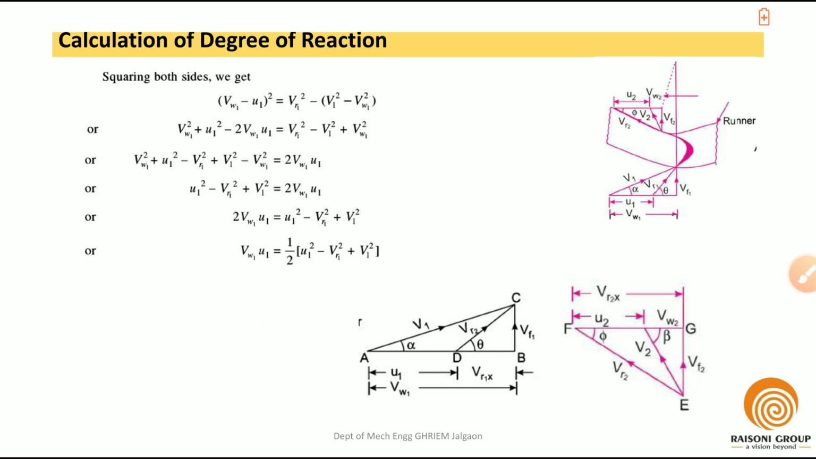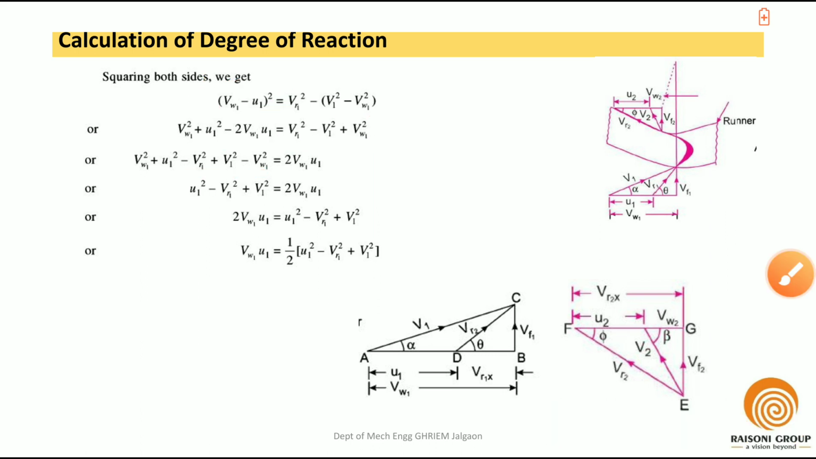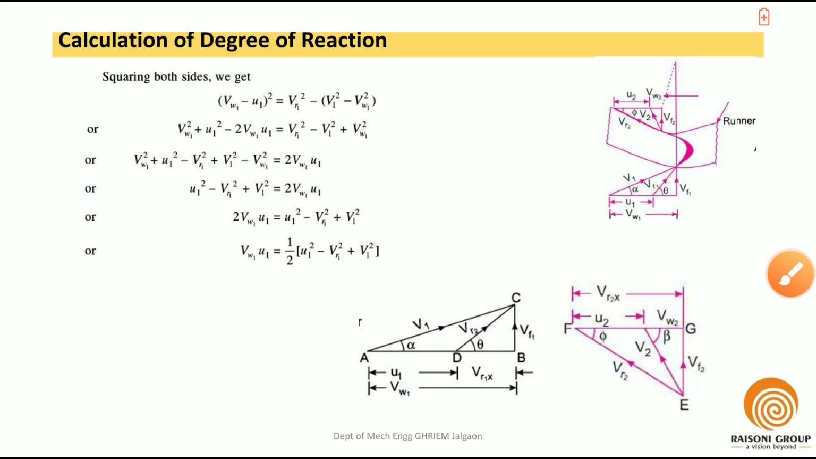Again simplifying this, on the right hand side there is a Vr1 square, a minus V1 square, and a plus Vw1 square. All these terms will come to the left hand side, then it will become like this, and this minus 2 Vw1 U1 will go to the right hand side, so it will become positive. So now this Vw1 U1 multiplied by 2, this term will get separated.